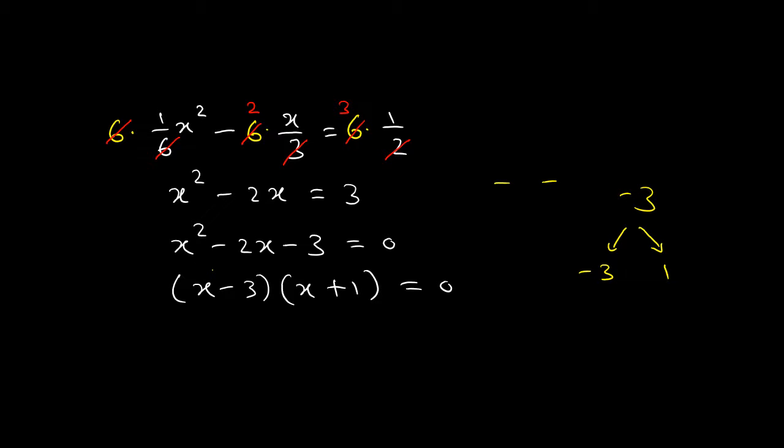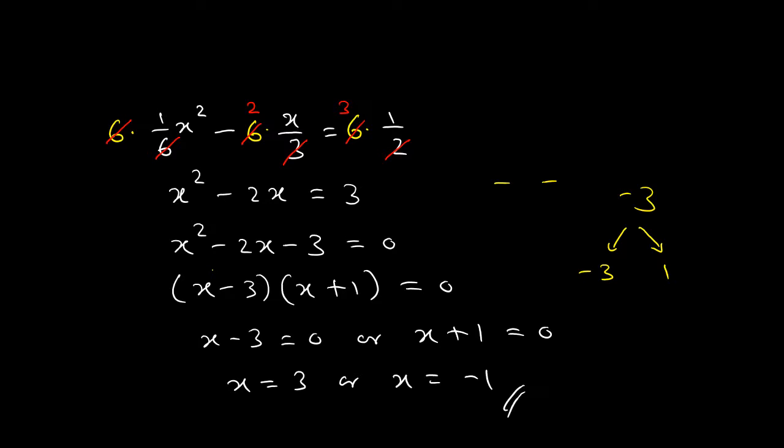Now as before, we're going to set each factor equal to 0. So we have x minus 3 equal to 0 or x plus 1 equal to 0. So you're going to get x equal 3 or x equal negative 1. So that's the solution of this problem.